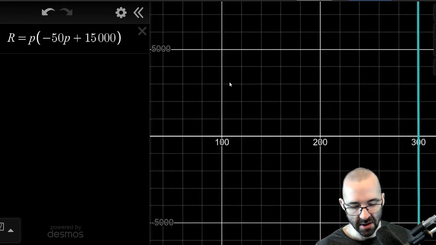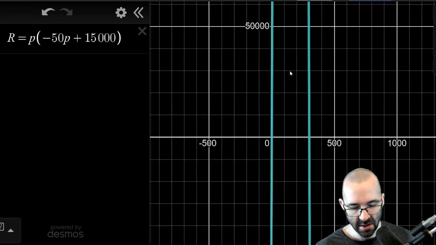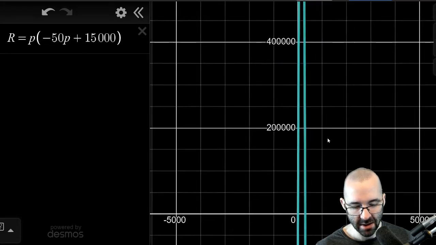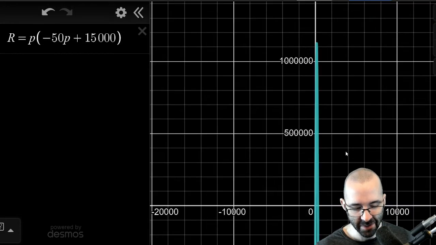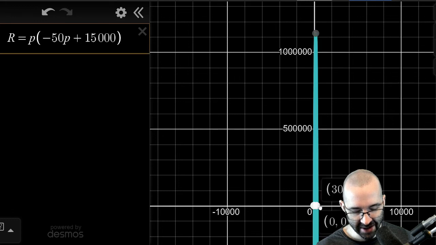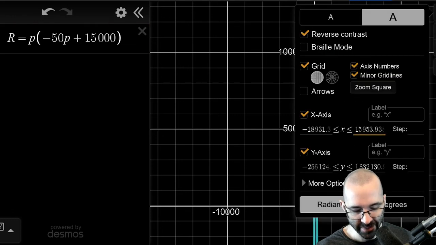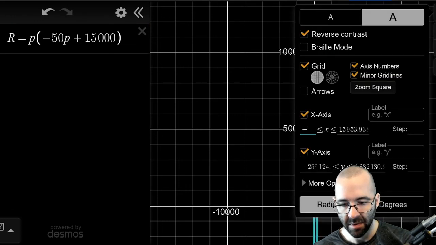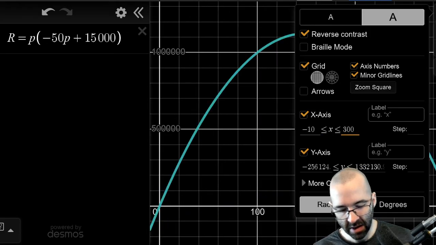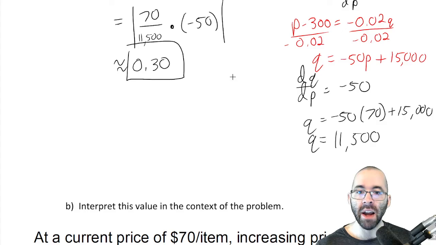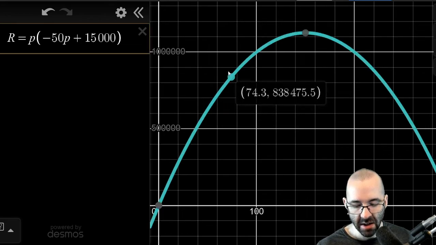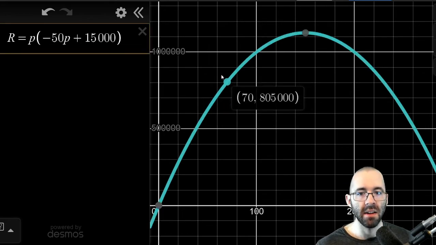And again, we're going to have to zoom out a bit. This is getting silly. Let's just go to 300. You can see where we're at. We're at a price of $70. And yeah, we said increasing price increases revenue. You can see that very clearly on this revenue function. Increasing price will increase our revenue.